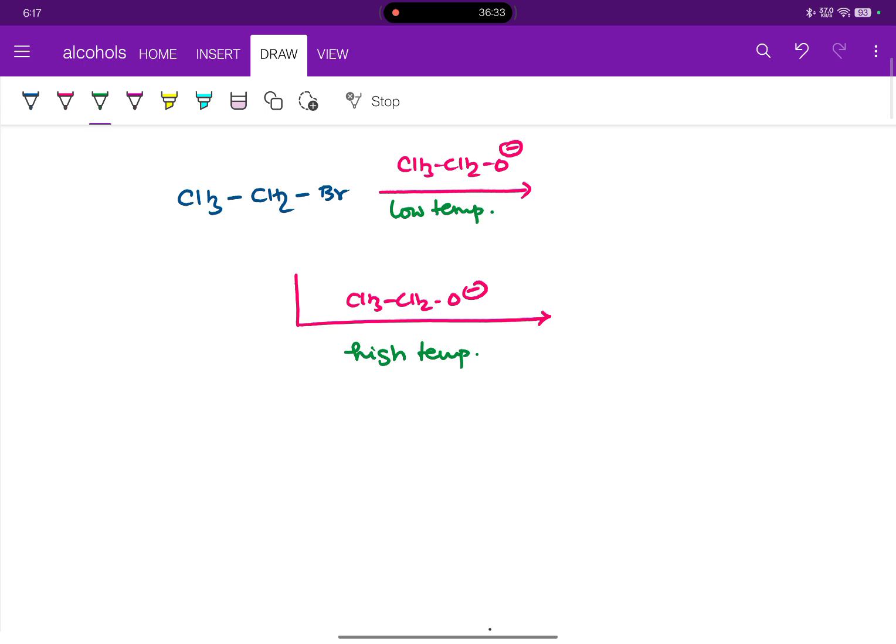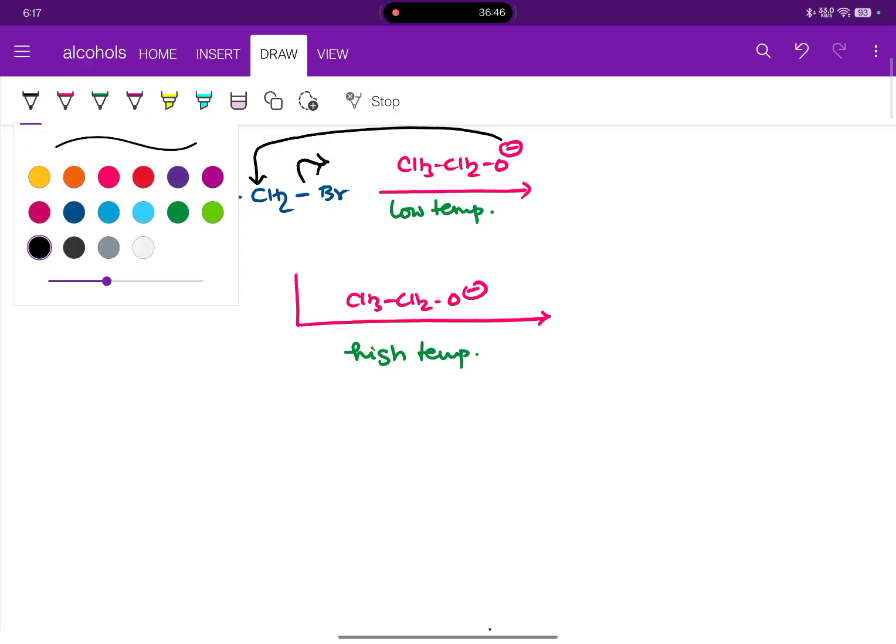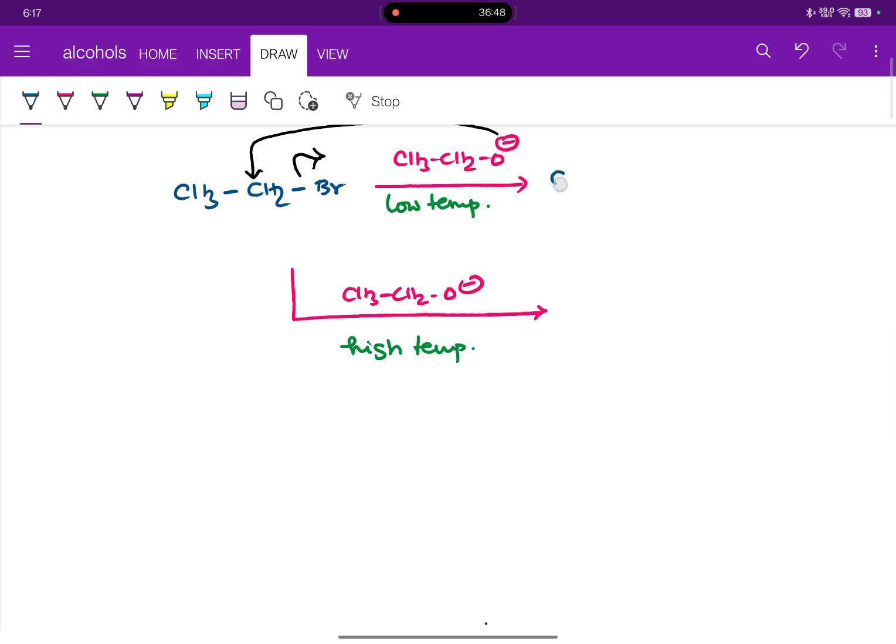So at low temperature, this nucleophile will come and attack the alpha carbon from the rear side and bromine will be removed. So your product will be, they don't teach this in school, so please make a note. CH3CH2Br goes out, so put Br minus plus OCH2CH3. So what's your product? You get a diethyl ether.